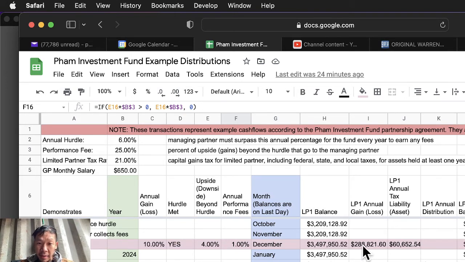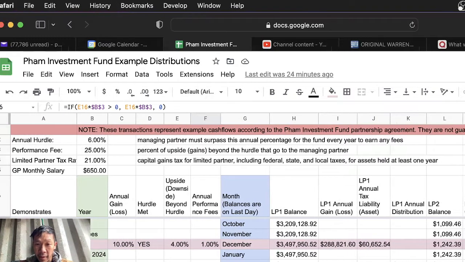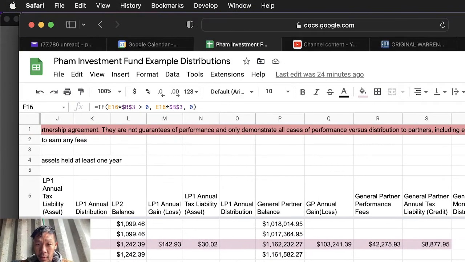And again, these are very similar to the previous year, but slightly larger because it's 8 months of gain as opposed to 4 months. So there's a tax liability for everyone, which is distributed in February, and the general partner continues to withdraw monthly salary. Well, I'll carry this out later, but that part's not important.